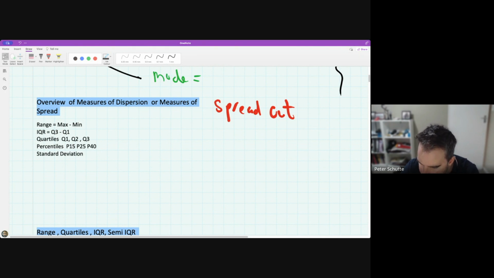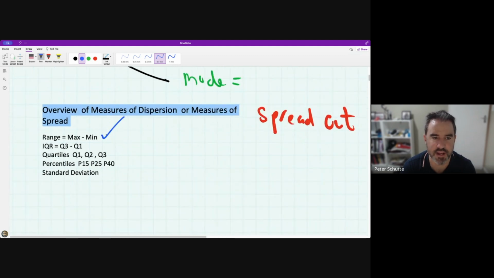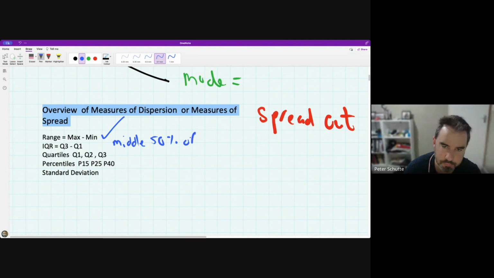There we go. So the first and easiest way to measure how spread out data is, is to find the range. And the range is just the biggest minus the smallest. Now, there are other ways. Another way is something called the interquartile range. And the interquartile range really measures what is the range of the middle 50% of the data. So where does the middle 50% sit?